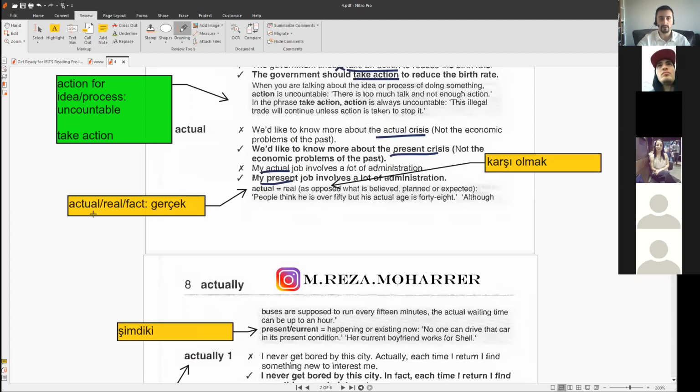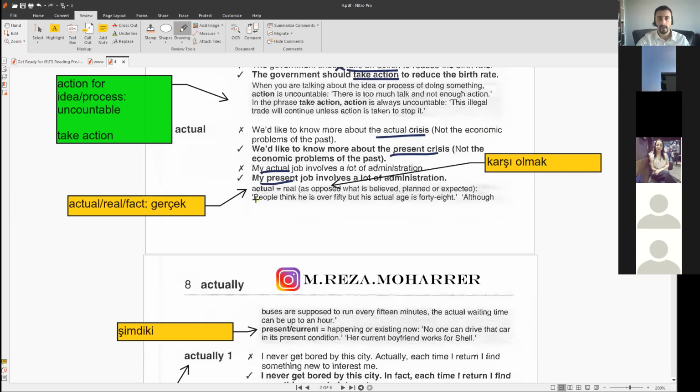Actual, as you see here in English, actual, real or fact. In Turkish it means gerçek. And actual means real as opposed to what is believed. What is opposed? Opposed means to be opposite of, karşı olmak. As opposed to what is believed. So we have an idea, we use actual to say the different or opposite idea of that one.